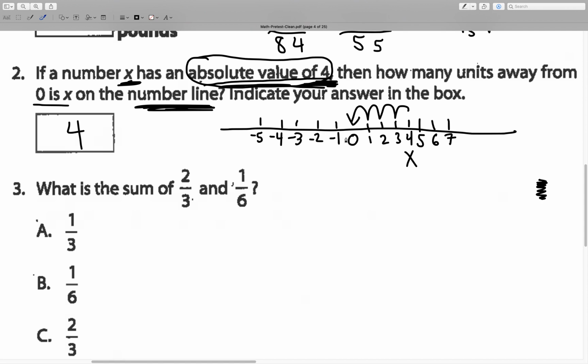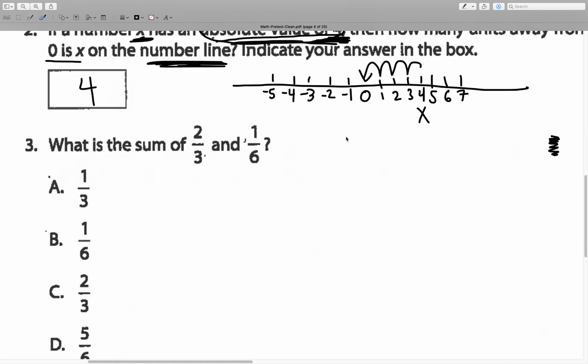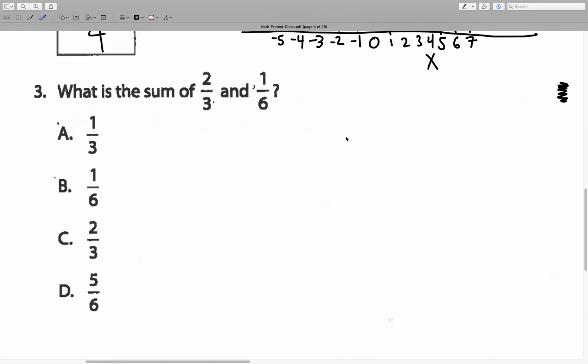Okay. Now let's go on to number 3 right over here. Number 3. Could you read it right here for us? Let me go ahead and see. Go ahead, Stella. Can you hear me, Stella?